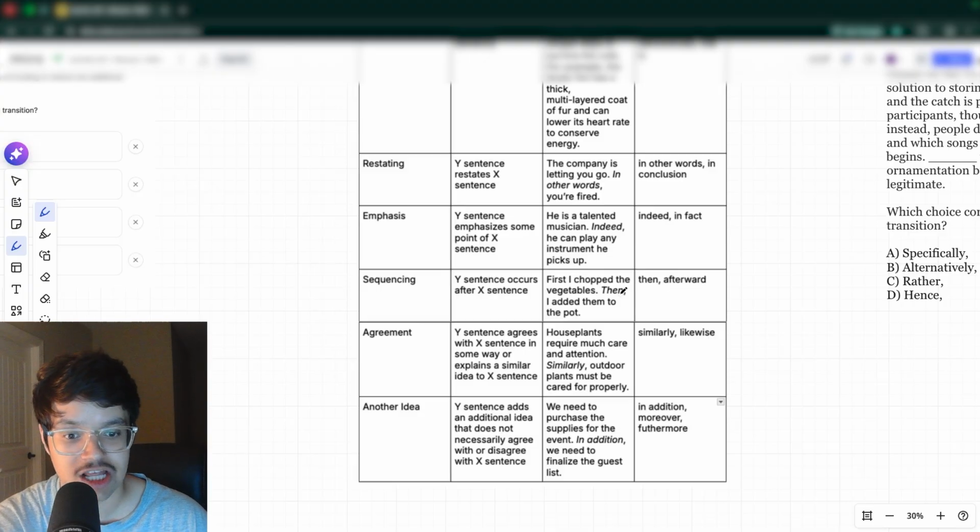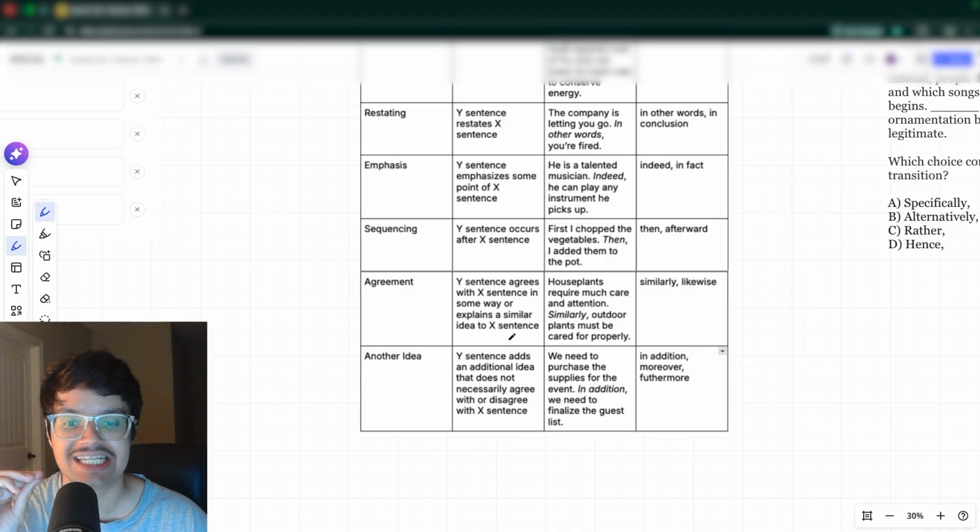Sequencing. This is when one sentence just happens after the first sentence. First I chopped the vegetables, then I added them to the pot, then or afterward. Agreement. This is when the second sentence says something that just has a similar idea as the first sentence.